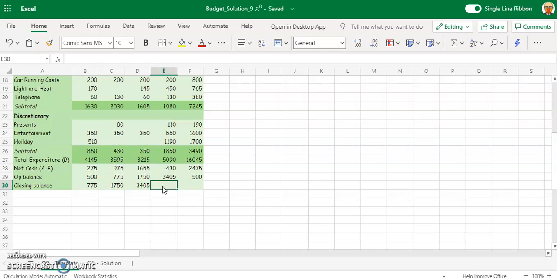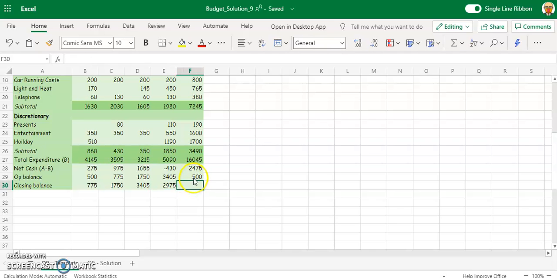And then your closing balance is your net cash plus your opening cash. So in your calculator, you'll put minus 430 plus 3,405. And we get a closing balance then of 2,970.